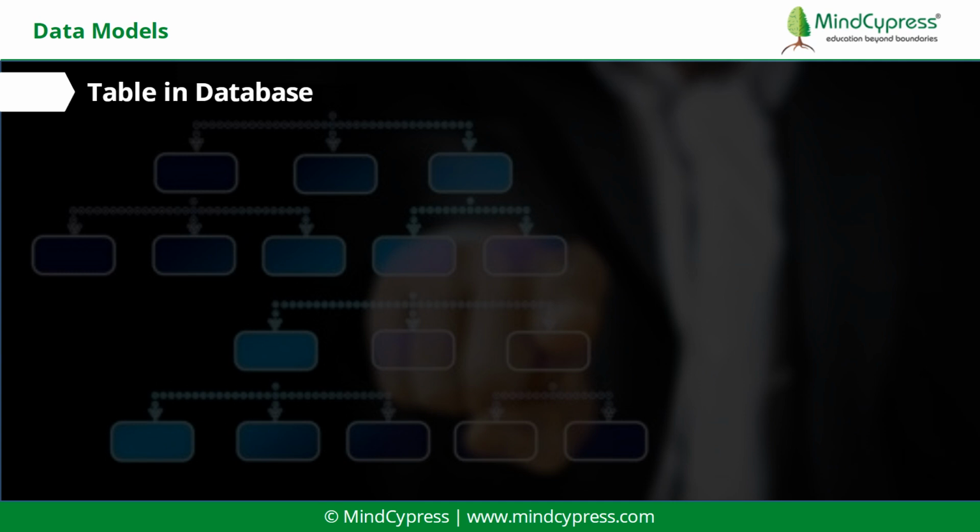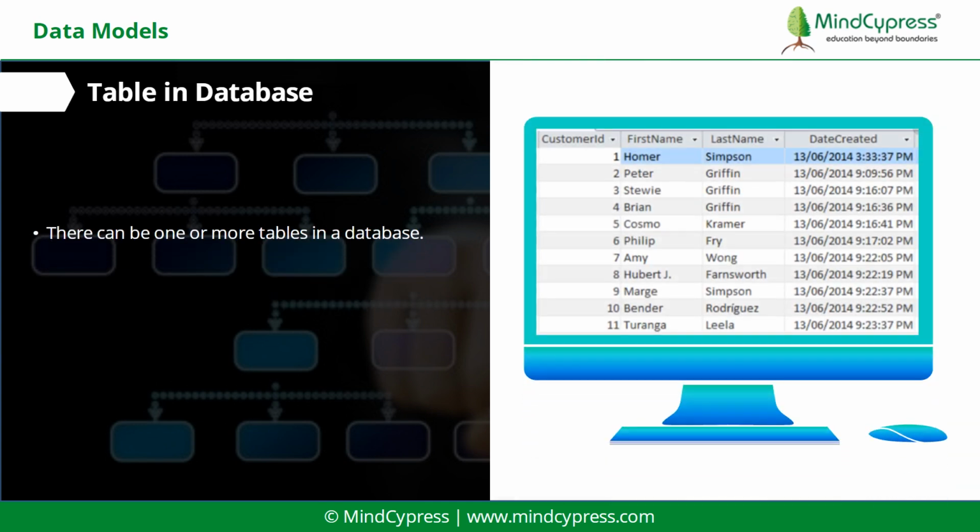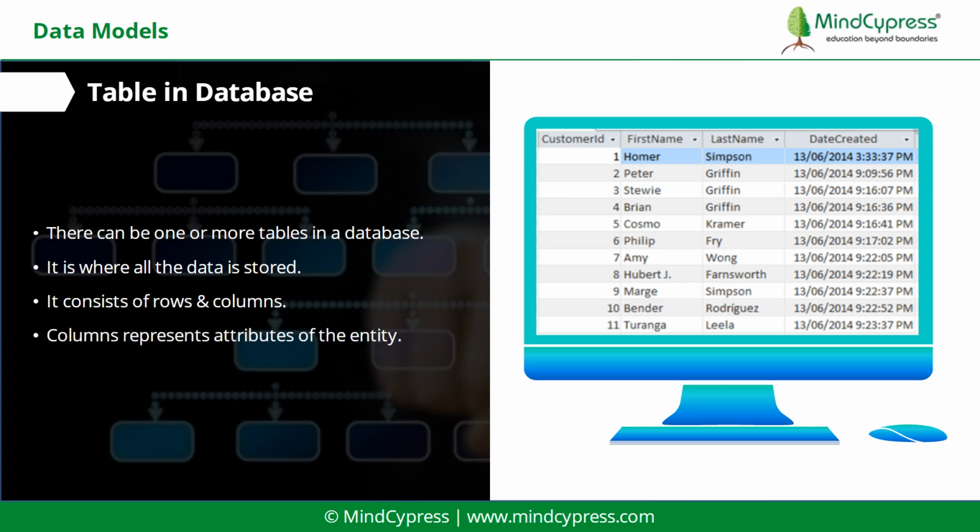Table in database. There can be one or more tables in a database. It is where all the data is stored. It consists of rows and columns. Columns represent attributes of the entity.